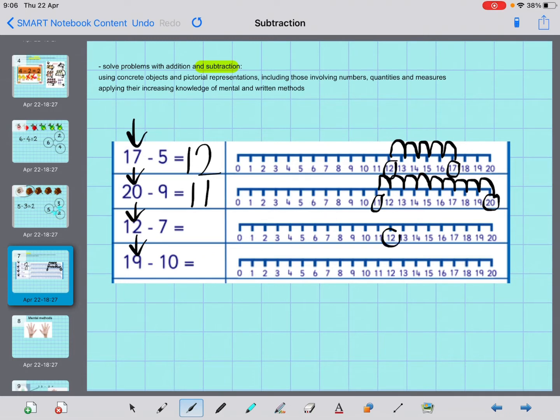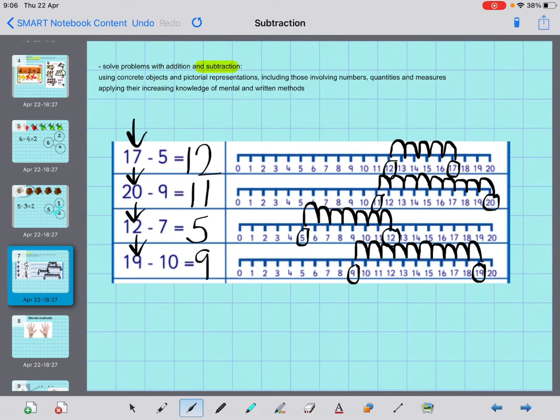The next one, 12, take away 7. I start on my greatest number 12 and I jump back 7 jumps. 1, 2, 3, 4, 5, 6, 7. I've landed on 5. And the last one, 19, take away 10. 1, 2, 3, 4, 5, 6, 7, 8, 9, 10. And that leaves me on 9.